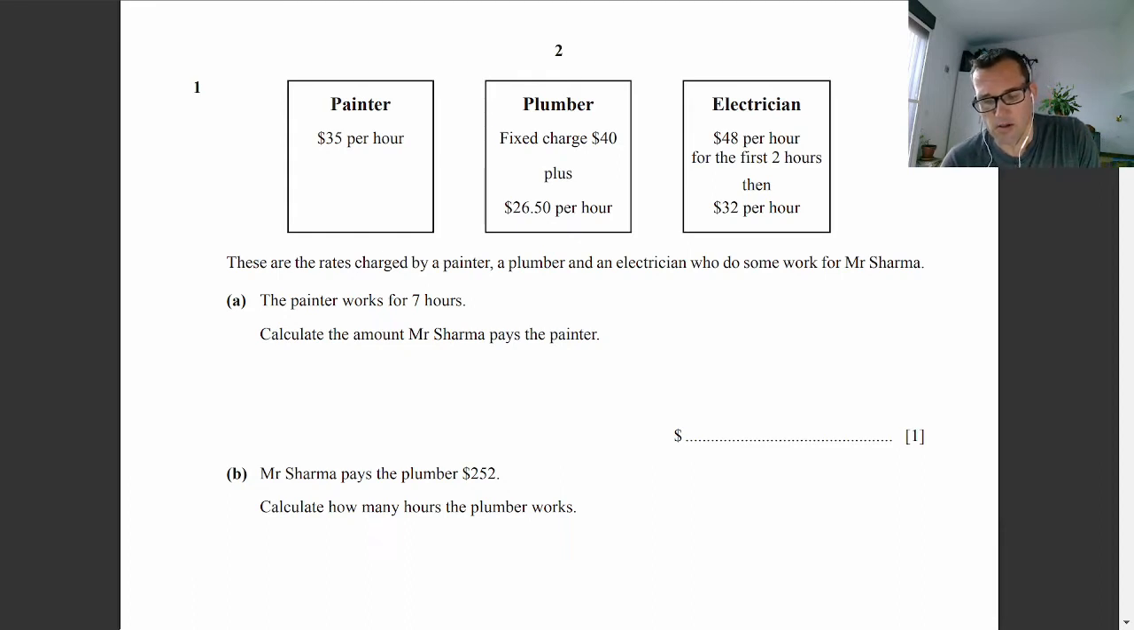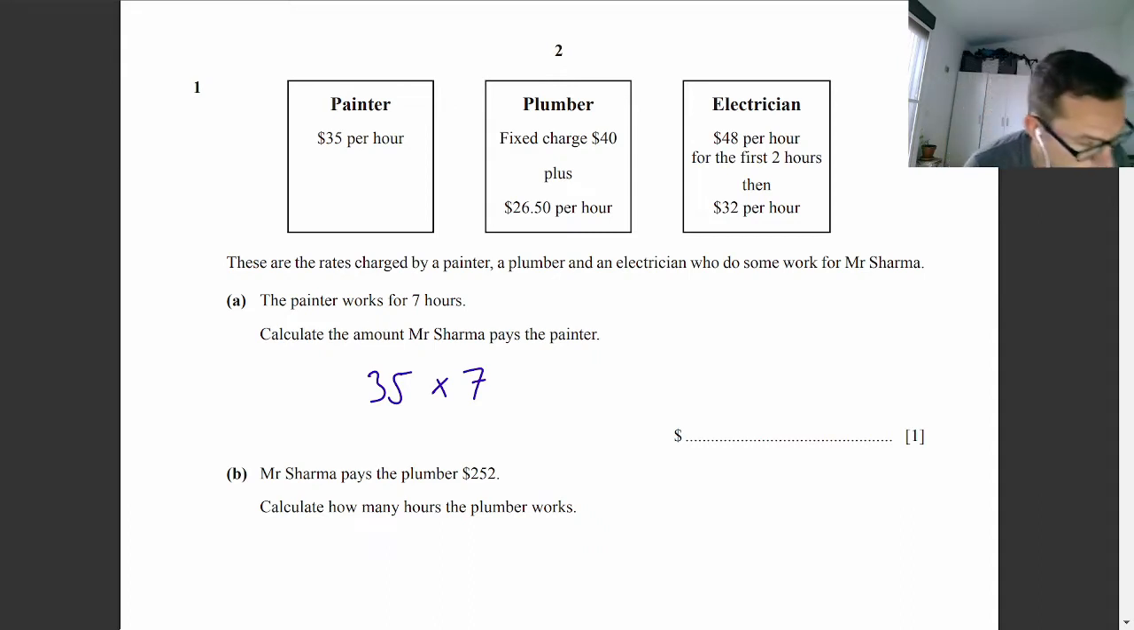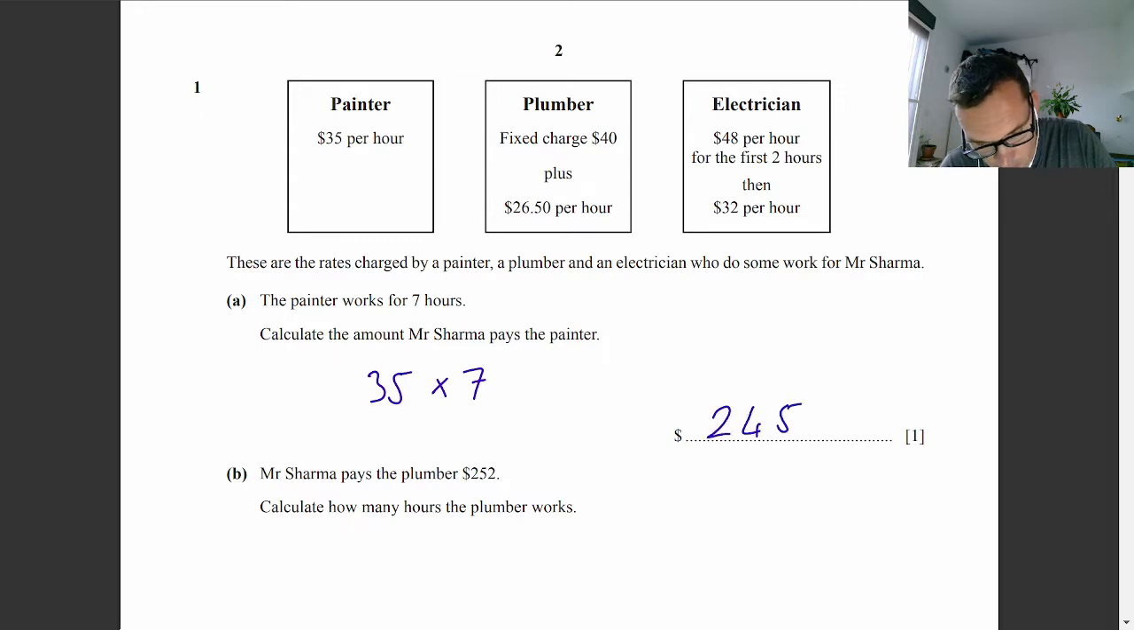It says that these are the rates charged by these people who do some work for Mr. Sharma. The painter works for 7 hours. Calculate the amount Mr. Sharma pays the painter. This is straightforward. So if you pay him $35 per hour and it's 7 hours, it's 35 times 7. Sweet, 245. No problems there.